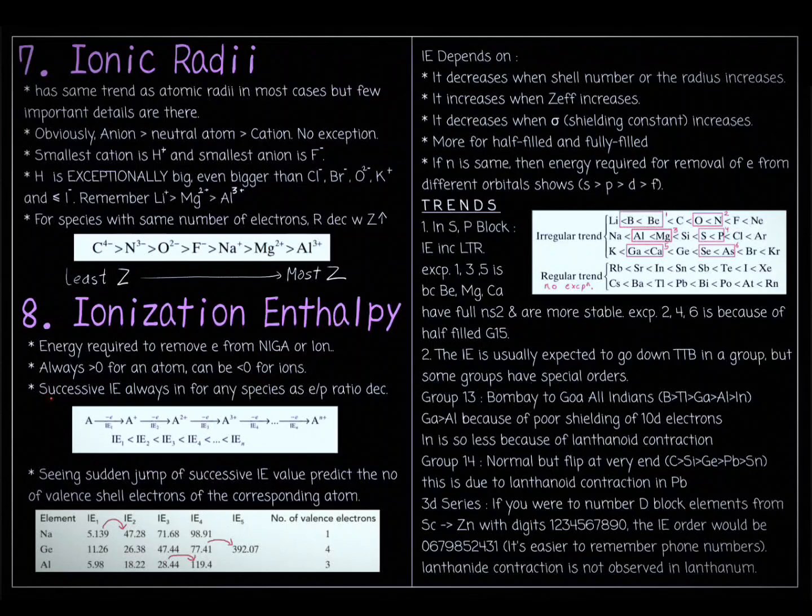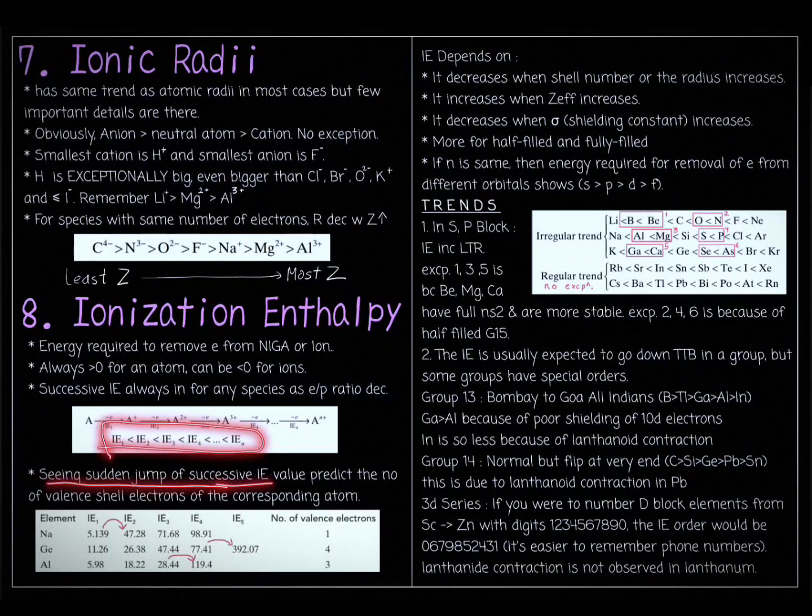And successive ionization enthalpies like I1, I2, I3, I4 always increase for any species. For example, what it means is that if you were to keep removing electrons, every electron would be more difficult to remove than the last. And we can abuse this fact.